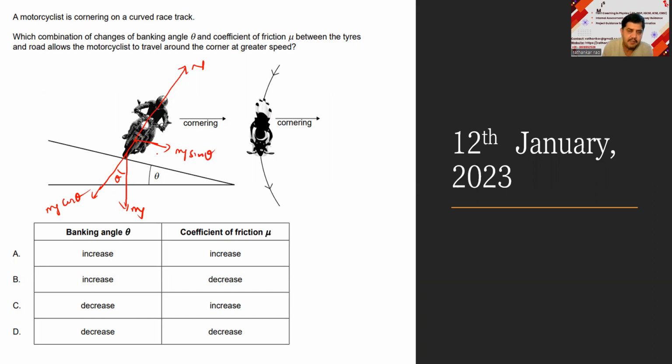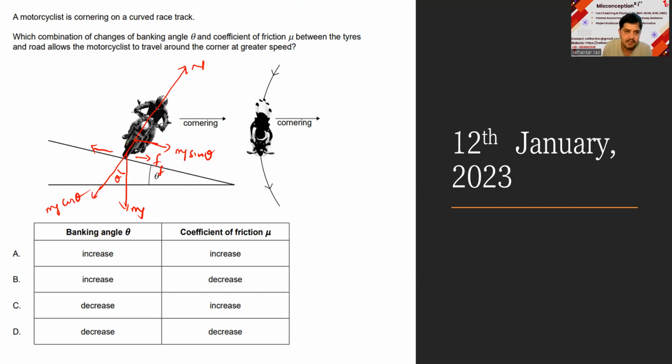Now, if the person goes with a higher speed than the actual velocity, then what will happen? He will skid in this direction. So if he doesn't want to skid, what should happen? The friction should be there, because you have to avoid the slipping and the skidding. The person can skid in this direction, so you need to have friction in this direction. Therefore, your frictional force should act like this.